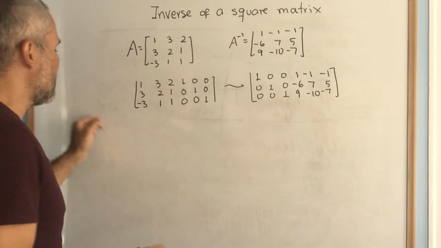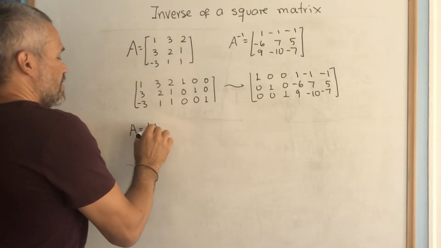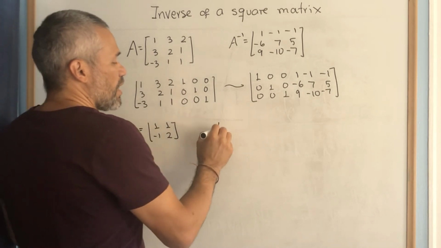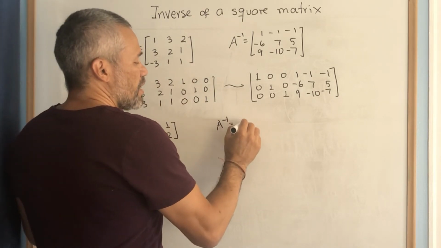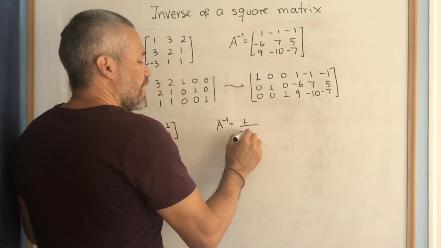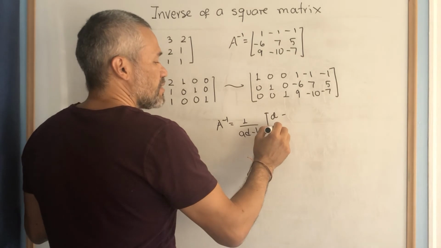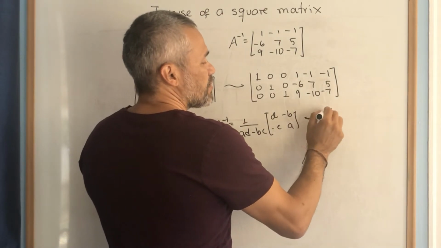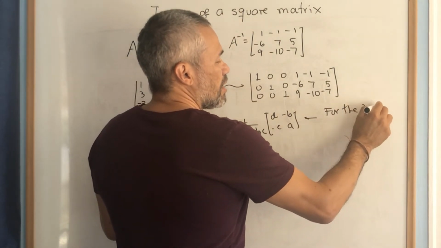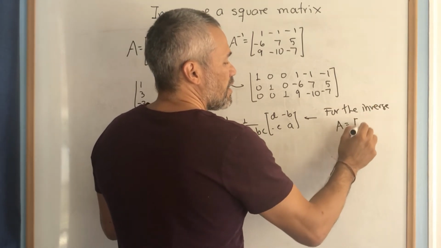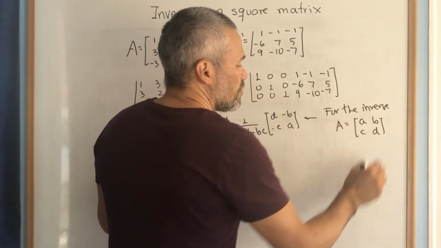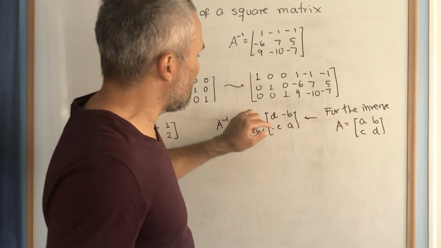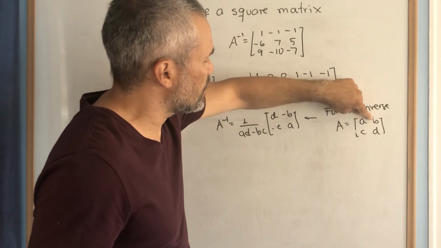Let's do a very easy example. Let's suppose that A is the matrix 1, 1, negative 1, 2. Then we can use the formula A inverse equals 1 over AD minus BC, times the matrix D, negative B, negative C, A. This is the formula for the inverse of the matrix A equal to A, B, C, D. To compute the inverse, you divide by the determinant, and then you flip these two elements, and you change the sign of these two elements here.